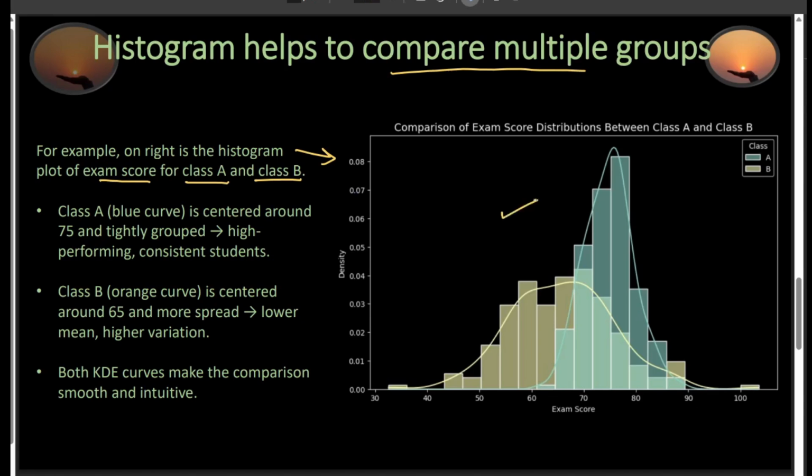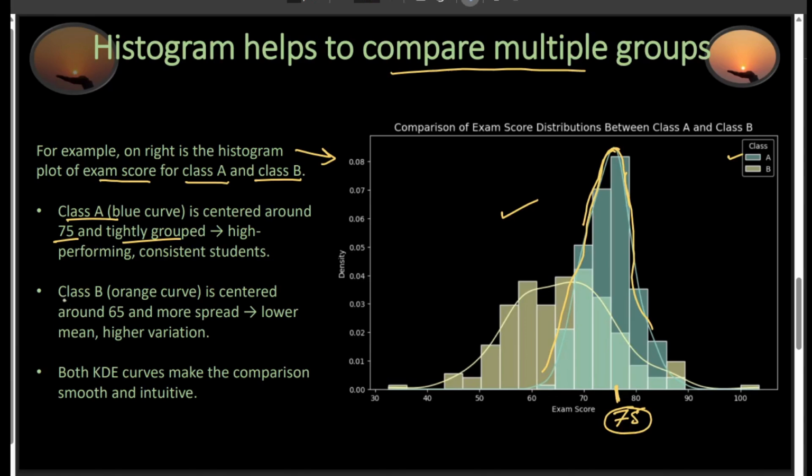Just by looking at this, you can tell that class A, which is the blue curve right here, is centered around 75. You can see the mean value is 75, so if you come down right there is my 75. This is my average value for class A, and you can also see it's tightly grouped. The values are not much spread.